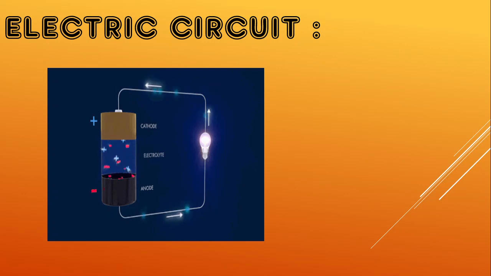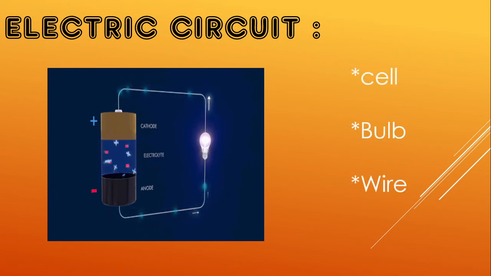Next one is electric circuit. A path for an electric current to flow is called an electric circuit. Electric current flows in a particular direction. In an electric circuit, the current flows from the positive terminal to the negative terminal of the electric cell. The components of the circuit are cell, bulb, wire, and switch.